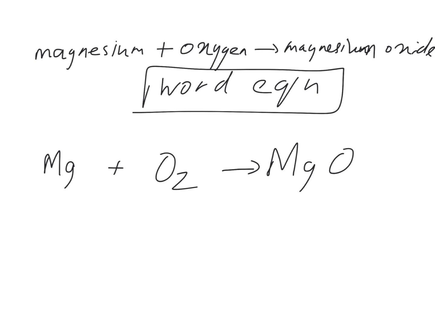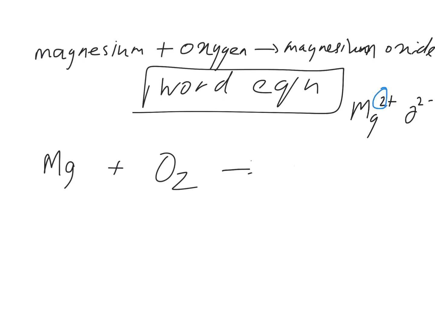When we're writing the formulas of each of these substances, we follow our normal formula writing rules. We make sure the valencies are balanced and we've done justice to the name. So magnesium oxide, for example, I know it's MgO because if I look at the charges, magnesium is 2+, oxygen is 2-.